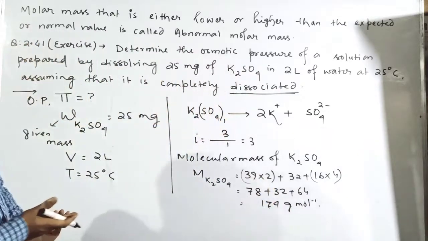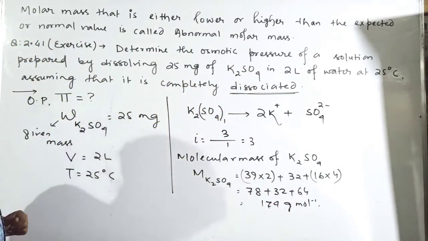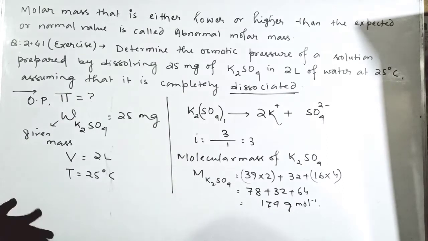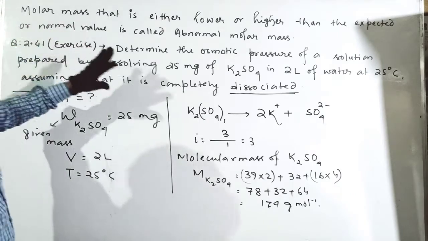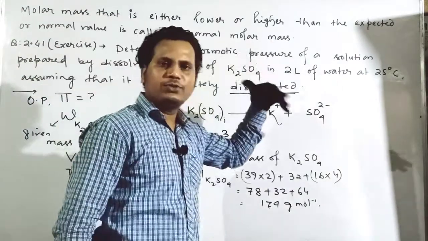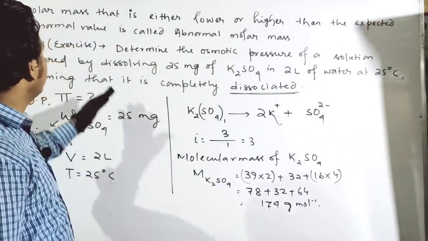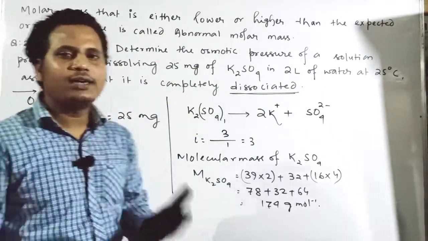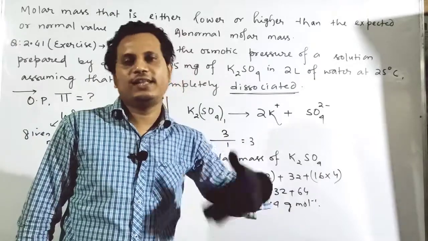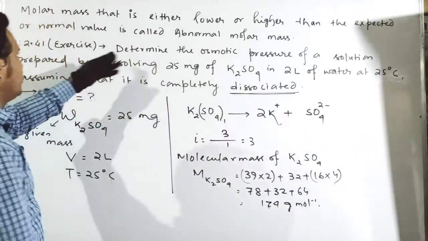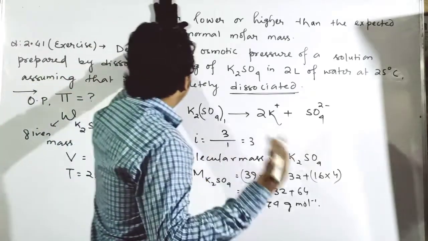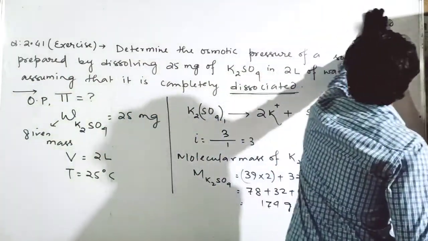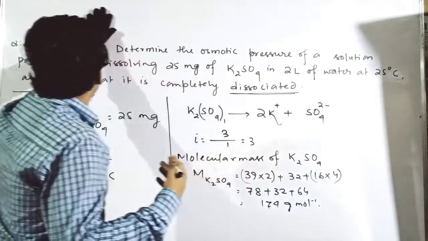So what is the formula for osmotic pressure? Use it. The formula for osmotic pressure uses the molar mass. What is abnormal molar mass? I have written the definition. The molar mass which is either higher or lower than the expected value is called abnormal molar mass. So this definition you can write.